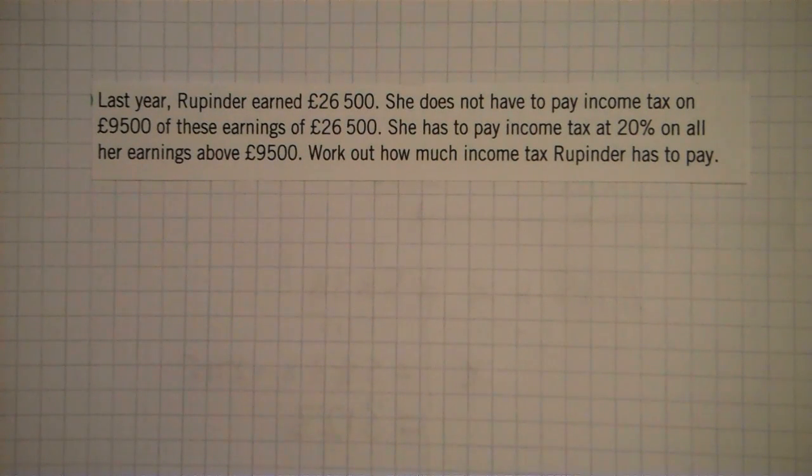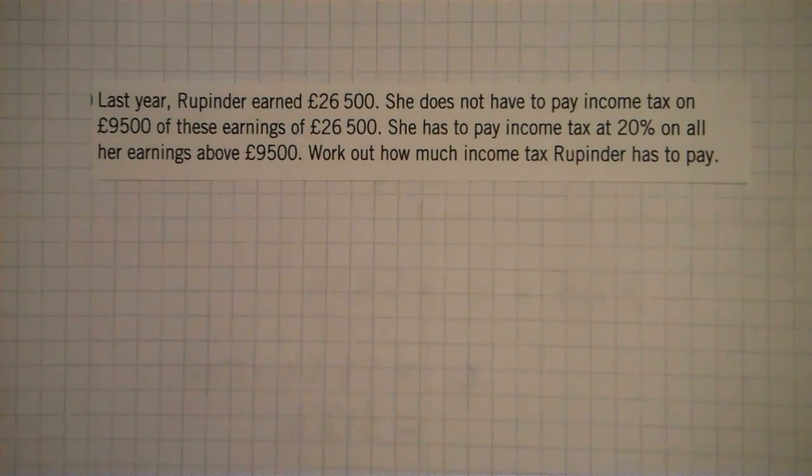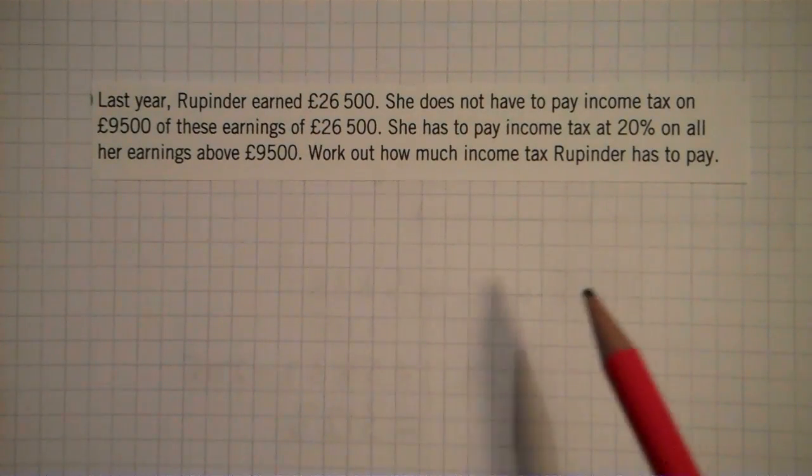Okay, here's a question about income tax, which is slightly more complicated than VAT. Let's read the question through and see what facts we can write down that are given here. Last year, Rupinder earned £26,500. She does not have to pay income tax on 9,500 of these earnings of 26,500. She has to pay income tax at 20% on all her earnings above 9,500. Work out how much income tax Rupinder has to pay.